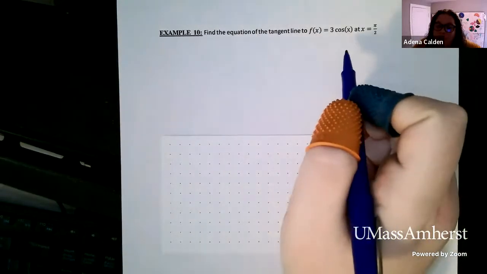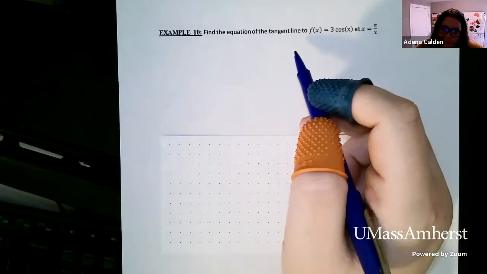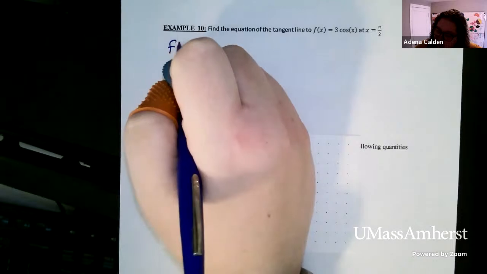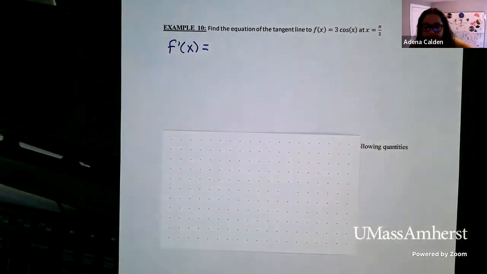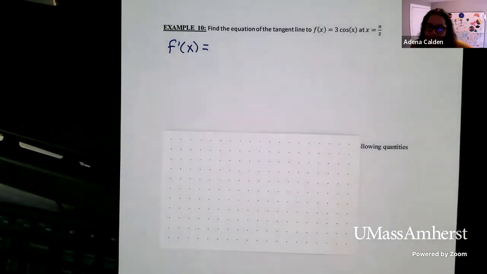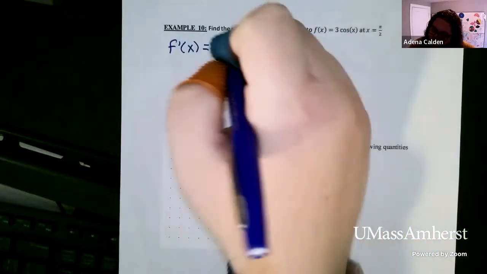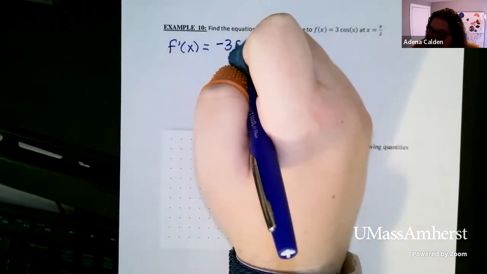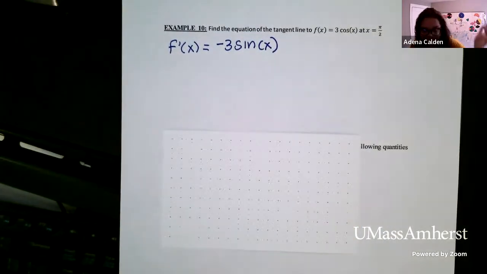Okay, so again, for equation of the tangent line, we need a point and slope. It doesn't matter which one you compute first, but let's go ahead and do the slope. So to find the slope of the tangent line, we need to first go through the first derivative function. So the derivative of 3 cosine x, remember the derivative of cosine is negative sine, so we're going to get negative 3 sine x as our general function.